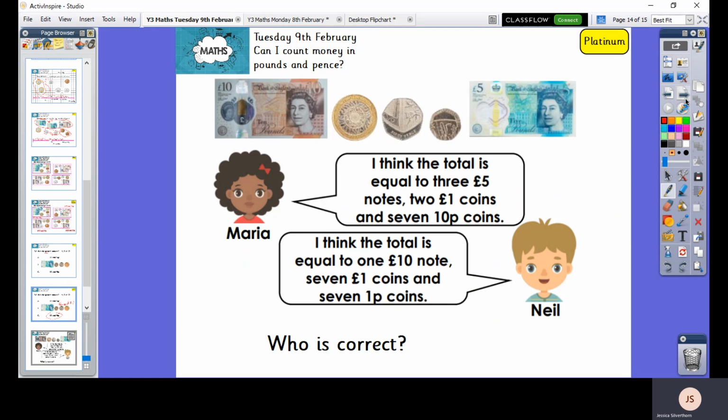So Maria and Neil are looking at this amount of money. Maria says, I think the total is equal to 3 £5 notes, 2 £1 coins, and 7 10p coins. Neil says, I think the total is equal to 1 £10 note, 7 £1 coins, and 7 1p coins. Who is correct? I would definitely recommend working out the totals of what Maria and what Neil has, and then the total of the coins and the notes at the top here to help you. So whenever you're ready, pause the video here and let's move on.